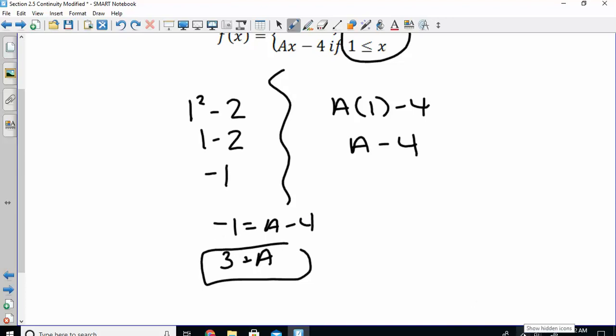I have one piece left, but I think I'm actually going to save it.